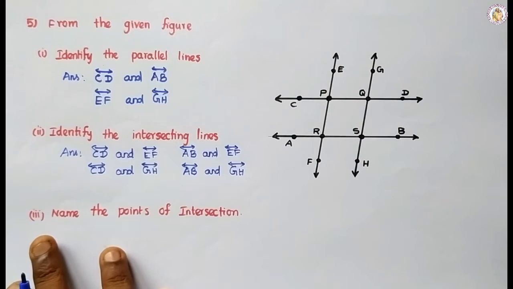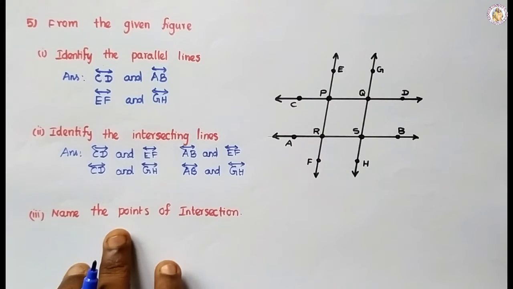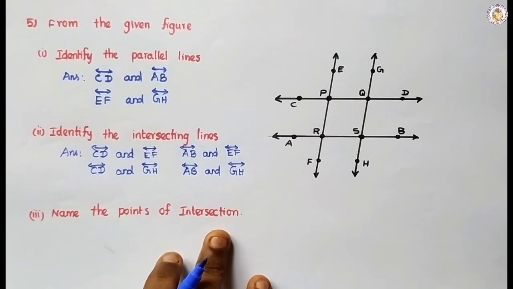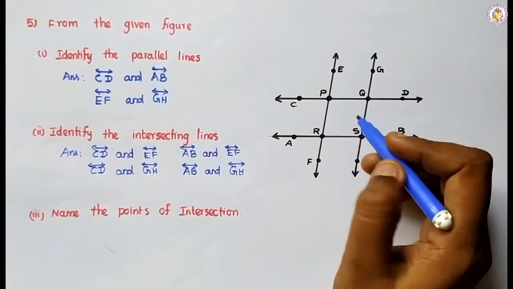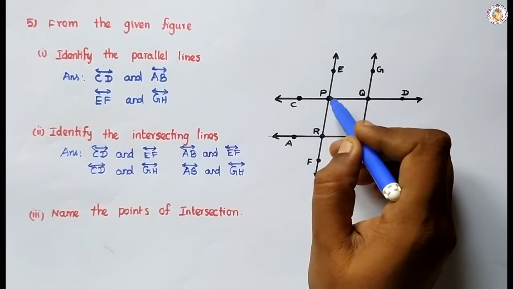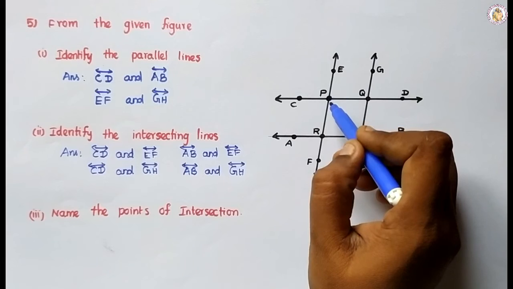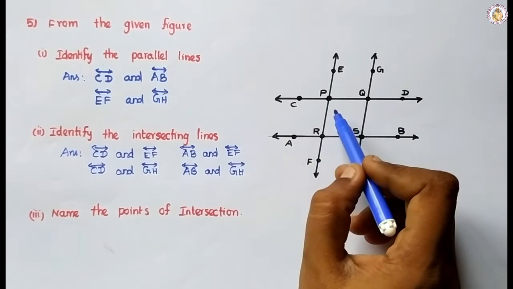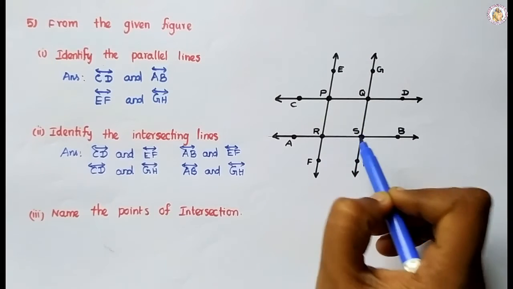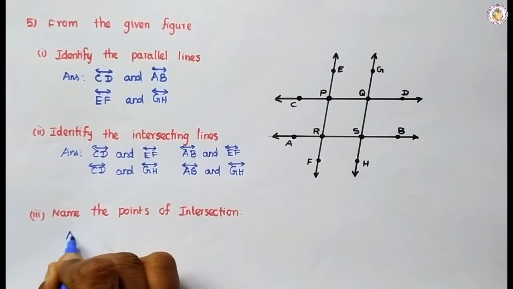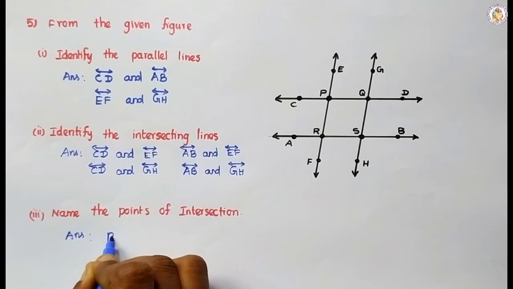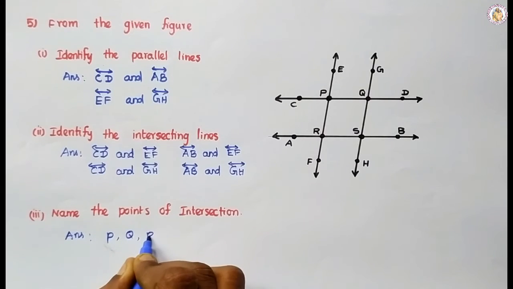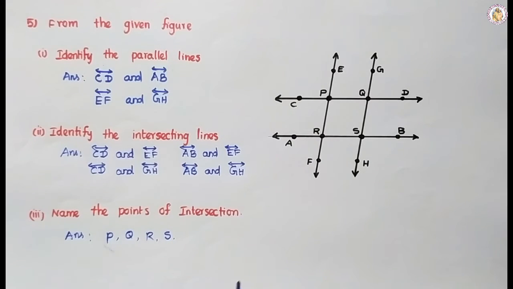Next one, third question. Name the point of intersection. Which one is the point of intersection here? Two lines cut at a point, that is the point of intersection. Here P, Q, R, S. So answer P, Q, R, S are the points of intersection. That is the answer.